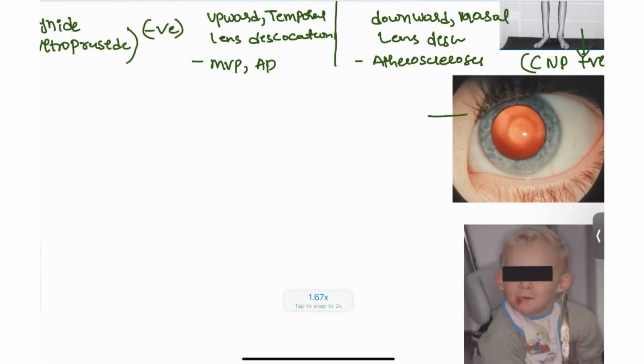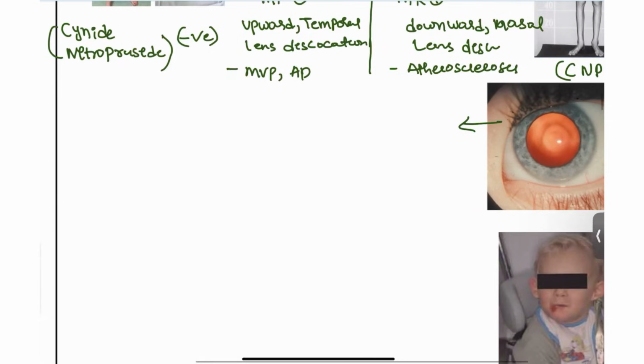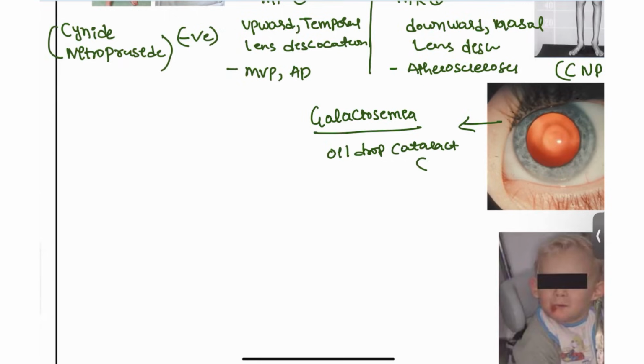And the next condition is galactosemia. So from the picture itself you can see what this classical condition is. This is galactosemia. The symptom is oil drop cataract, and only this oil drop cataract among all the cataracts is reversible, right? It is reversible.